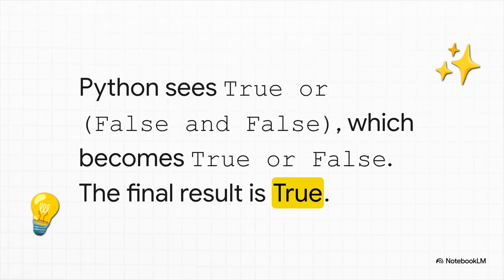Okay, so let's apply that rule to our puzzle. Python sees the and first, so it evaluates False and False, which of course becomes False. The whole expression then simplifies down to just True or False, and since or only needs one side to be true, the final result is True. See? This is exactly why knowing the order of operations is totally non-negotiable.